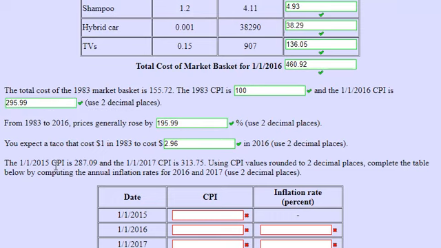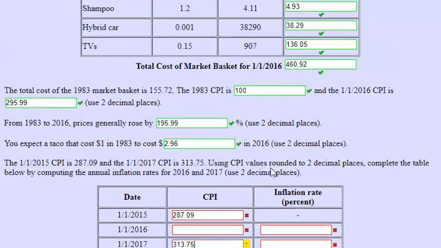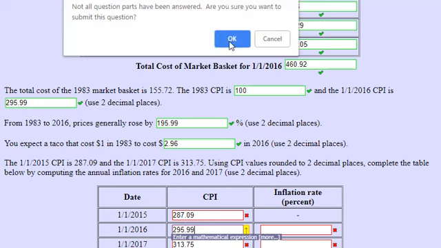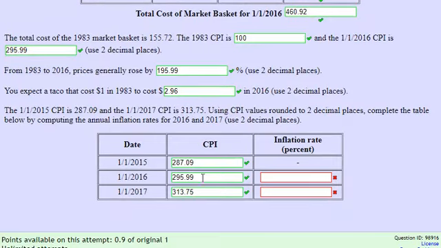All right. Okay, now down here, I give you the CPI in 2015, right? I give you the CPI in 2017. And then we calculated the CPI in 2016, right? Cool. See that? Now we're going to calculate the annual inflation rate from 2015 to 2016, 2016 to 2017.